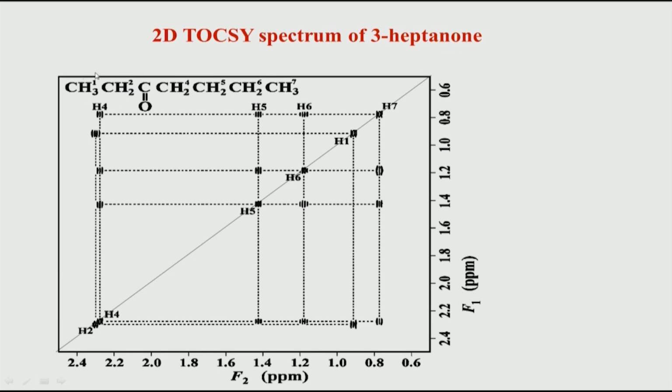Similarly, here sides 1 and 2 will be coupled to each other. So, you see this portion of the molecule, we will now call it one spin system, and this portion of the molecule will be called a second spin system. So, that is what is shown here.